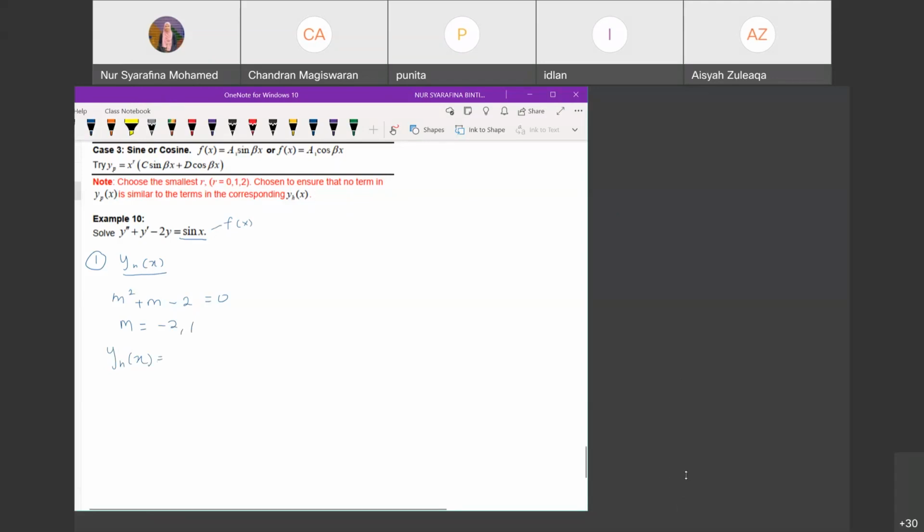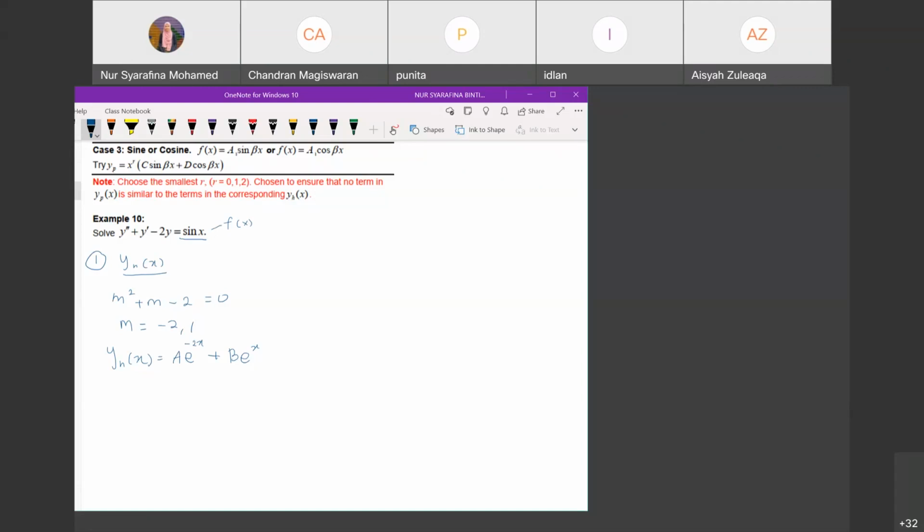Right. Thank you, Firdaus. Thank you, Join Yap. The yh is A e to the x plus A e to the minus 2x plus B e to the x, following A e to the power of m1 x plus B e to the power of m2 x. So this is your yh.